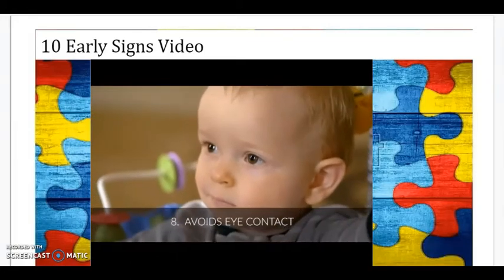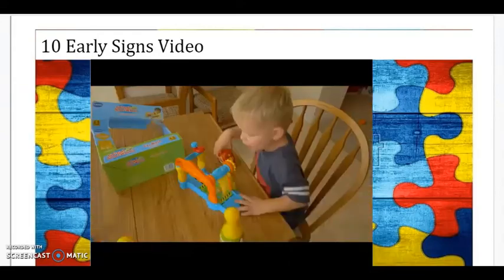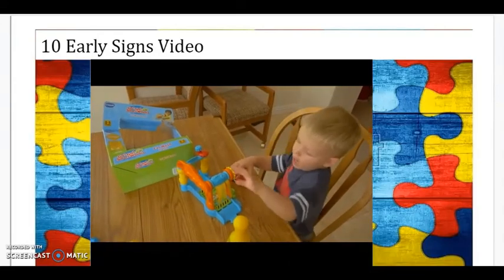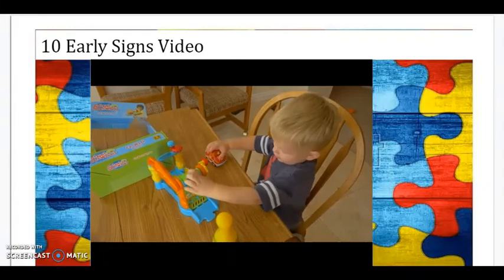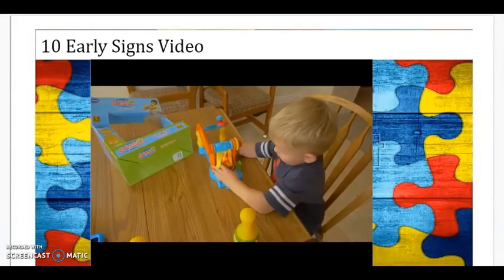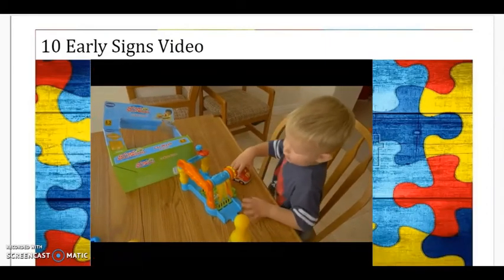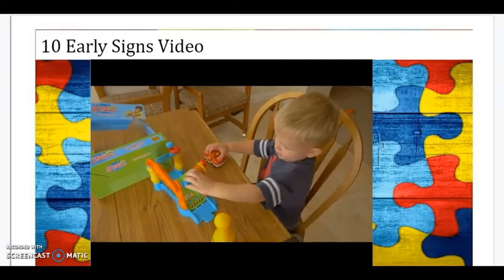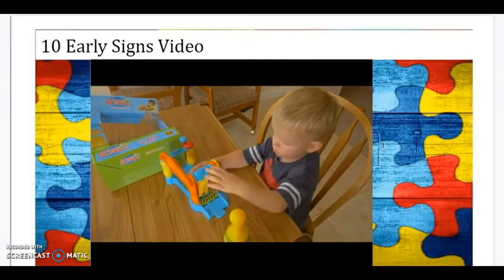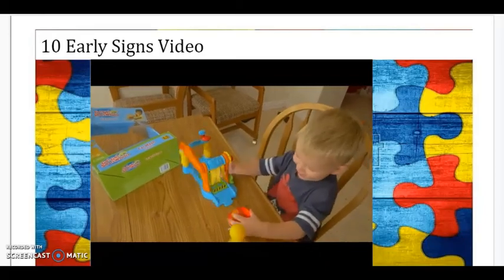Number 8 is probably the most well-known sign, and that's the lack of eye contact. Most people with autism will avoid eye contact whenever they can, and many describe it as painful. While the specific reasons can vary from person to person, this is definitely a strong sign that autism is present and usually persists into adulthood.